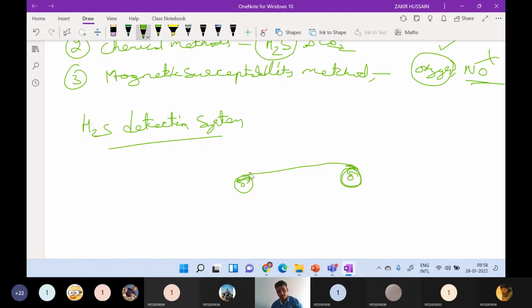Before sending it to the chamber, the air chamber or gas sampling chamber, we can say, there will be a sampling gas containing H2S there. So this is the gas inlet and this is the gas outlet like this. Before sending it to this, there will be a lead acetate coating on the tape.